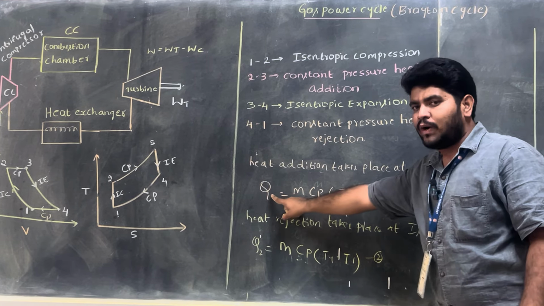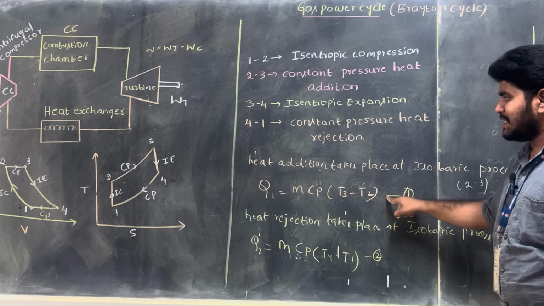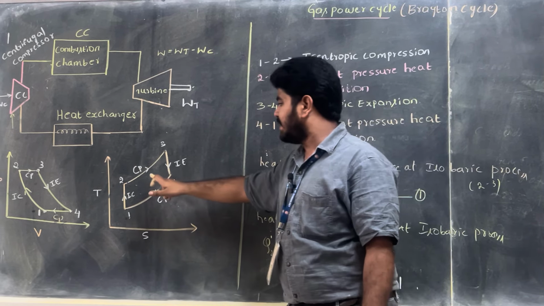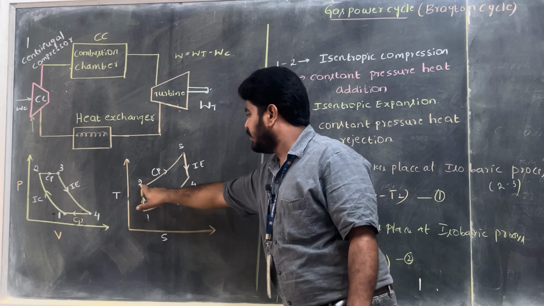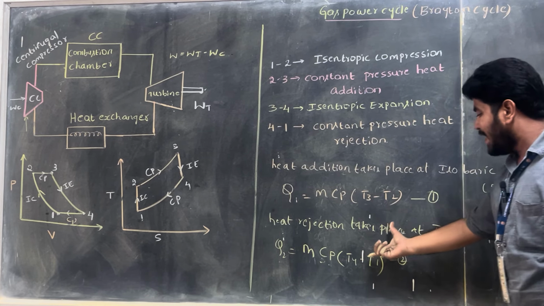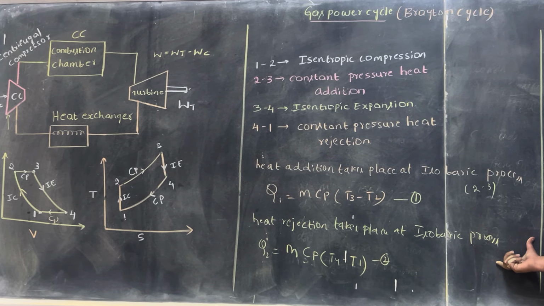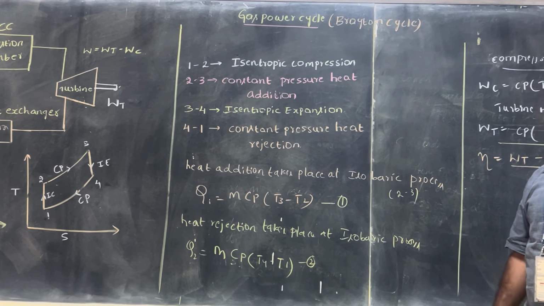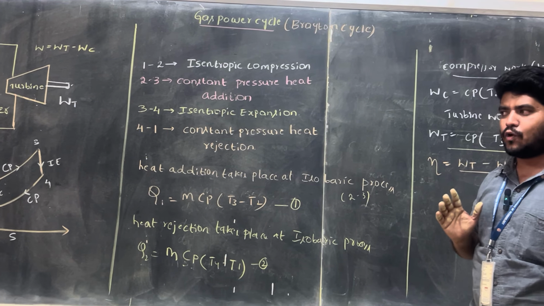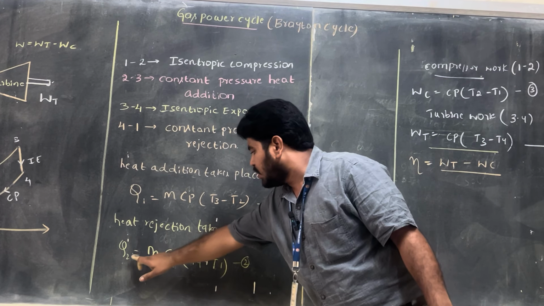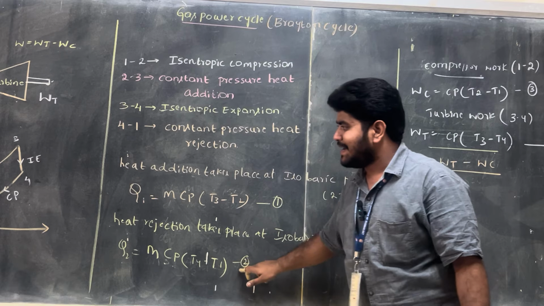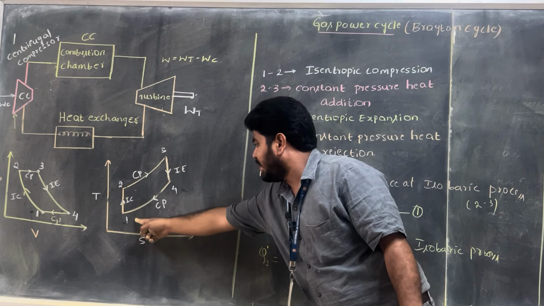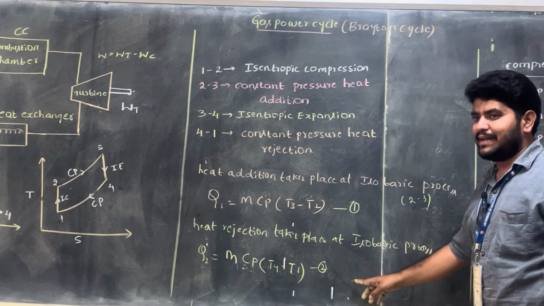So I can take Q1 equal to m Cp (T3 minus T2). How do we get T3 minus T2? You can see in this TS diagram that the highest temperature is T3, and then T2, so I take T3 minus T2. Heat rejection also takes place at a constant pressure, an isobaric process. So Q2 is equal to m Cp (T4 minus T1). Similarly, the temperature at 4 is the highest, so minus T1, giving T4 minus T1.